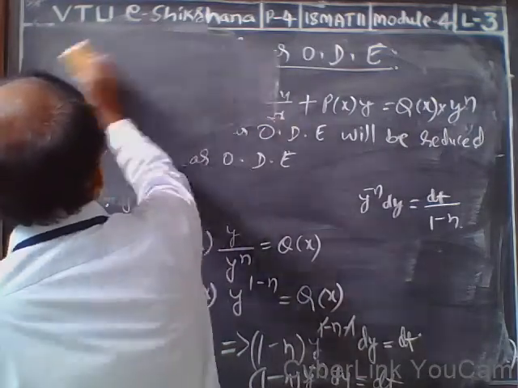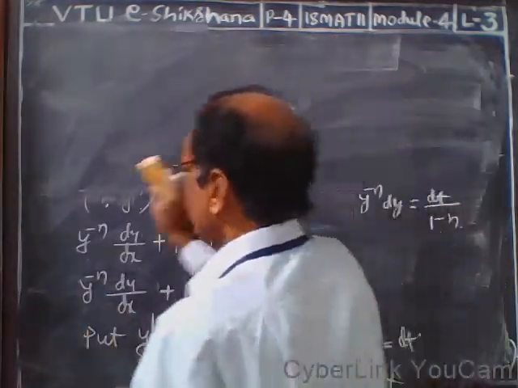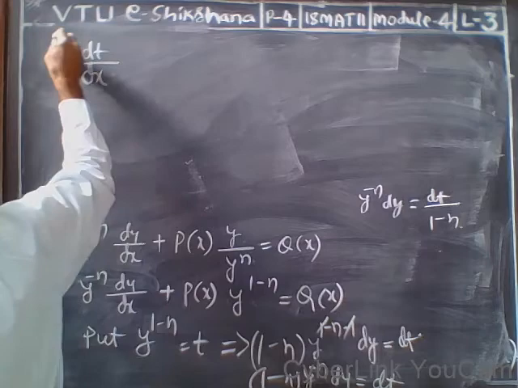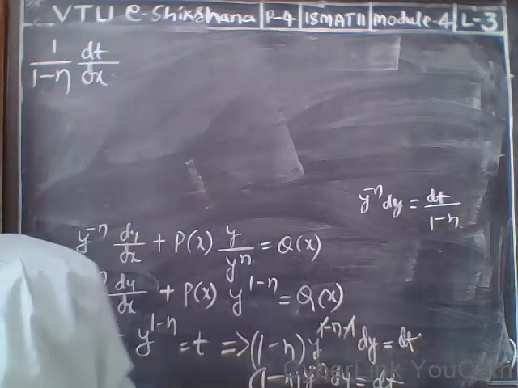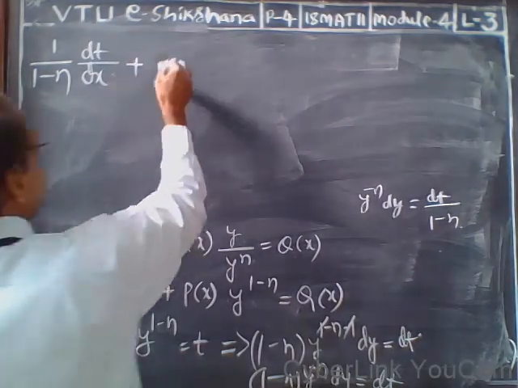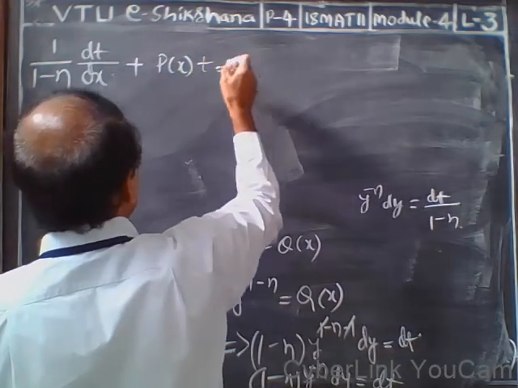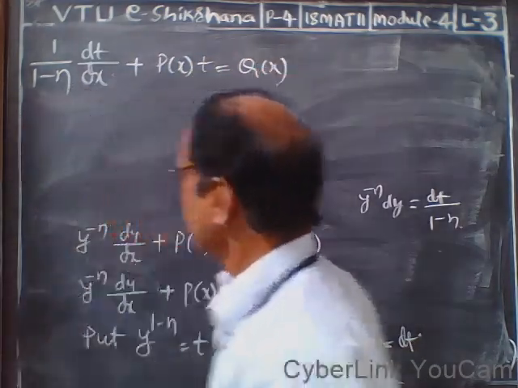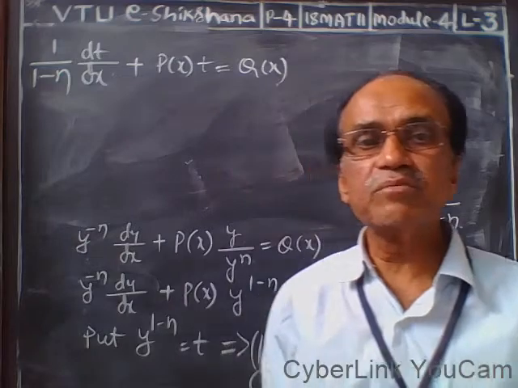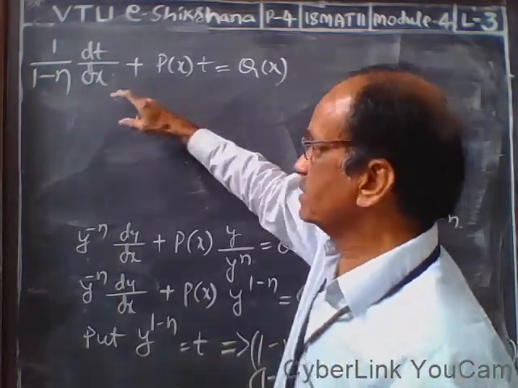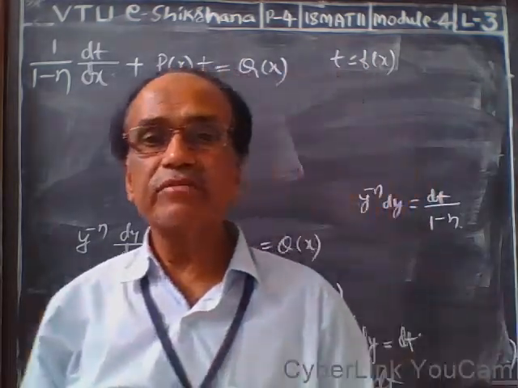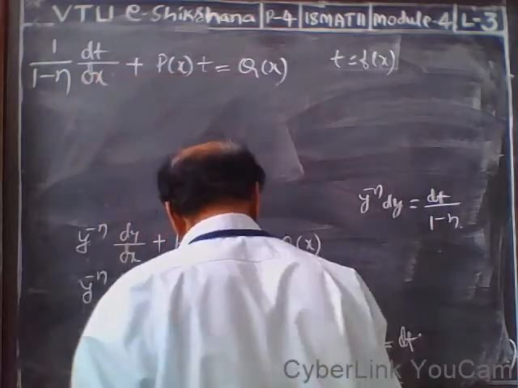Let us simplify this by making this selected substitution. That should be dt divided by dx, 1 divided by 1 minus n, and plus p of x into t, that is equal to q of x. Earlier your problem was in terms of x and y. Now the problem is in terms of t and x. Therefore, t is a function of x. Here x is the independent variable and t is the dependent variable.